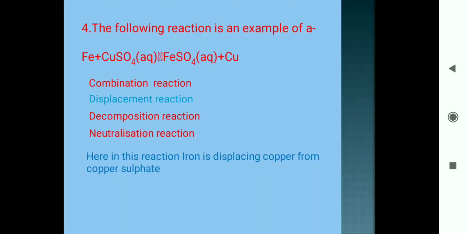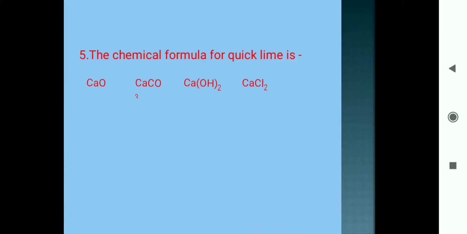Then coming to the next question, children. Fifth question. The chemical formula for quicklime is. Options are given as CaO, CaCO3, Ca(OH)2, CaCl2. Quicklime is a common name for calcium oxide. Okay, calcium oxide has a common name as quicklime.